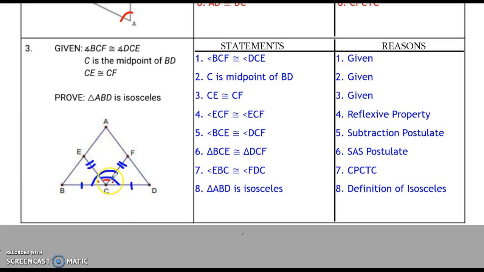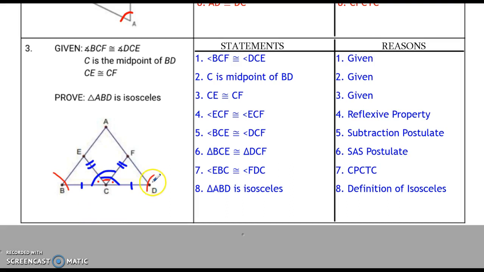That just means that those two smaller angles are congruent to each other. So that's the subtraction postulate. How about that? Again, we used one of the postulates to tell that the two triangles were congruent to each other. Then we identified the fact that EBC and FDC were corresponding parts. If they're corresponding parts, that means that they are congruent if they're congruent triangles.